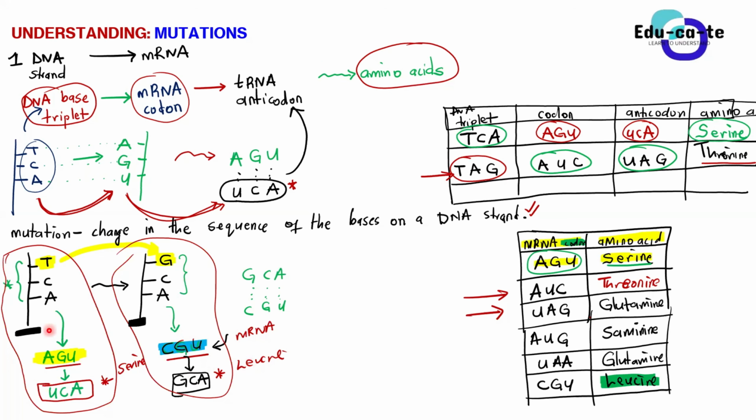Because at first we were supposed to code for serine. So basically the first DNA code, the DNA-based triplet TCA, was supposed to bring an mRNA codon AGU, which matches with serine as the amino acid. But now, because there's been a mutation to our DNA strand, from thymine to guanine, our codon is no longer AGU, it is now CGU. And when we look at the table provided, CGU is coding for leucine. So do you see, guys, that the amino acid we obtained is now different because of the mutation?